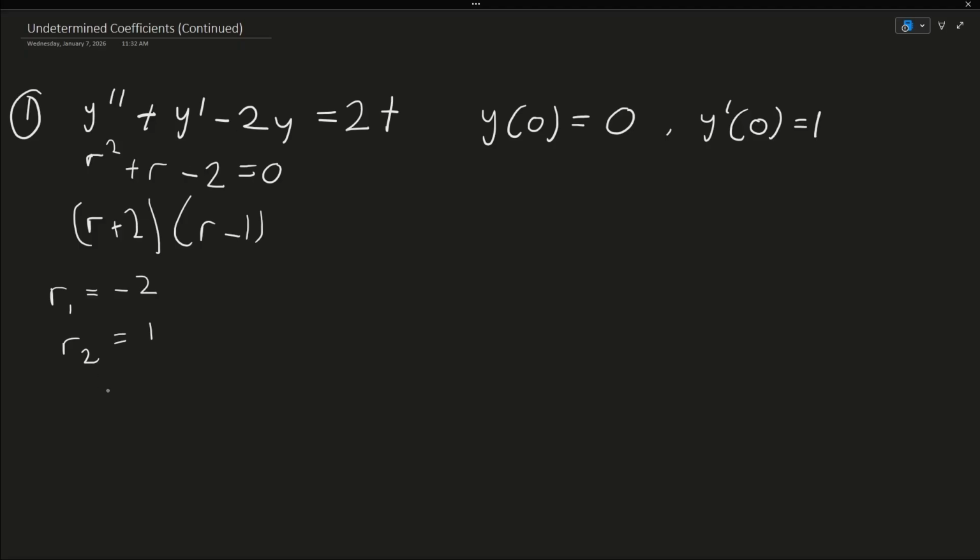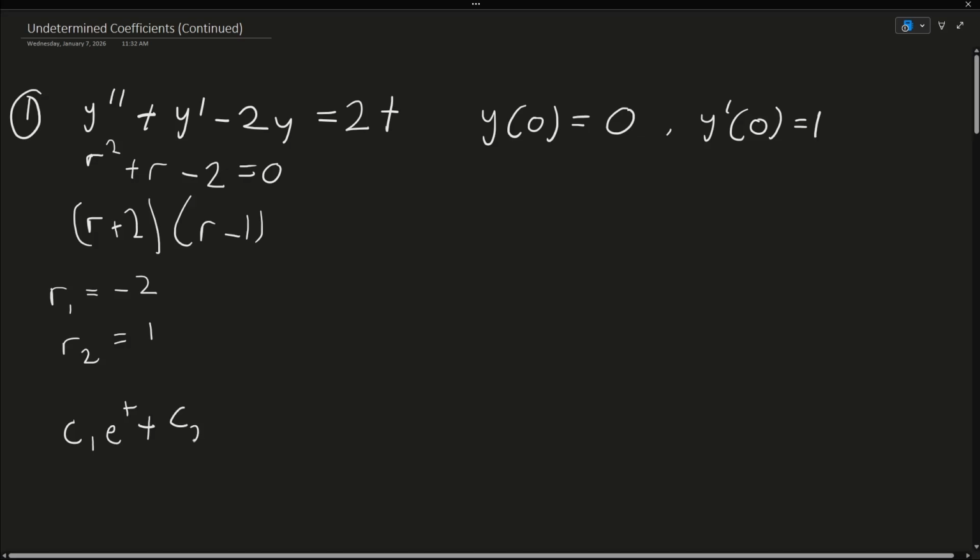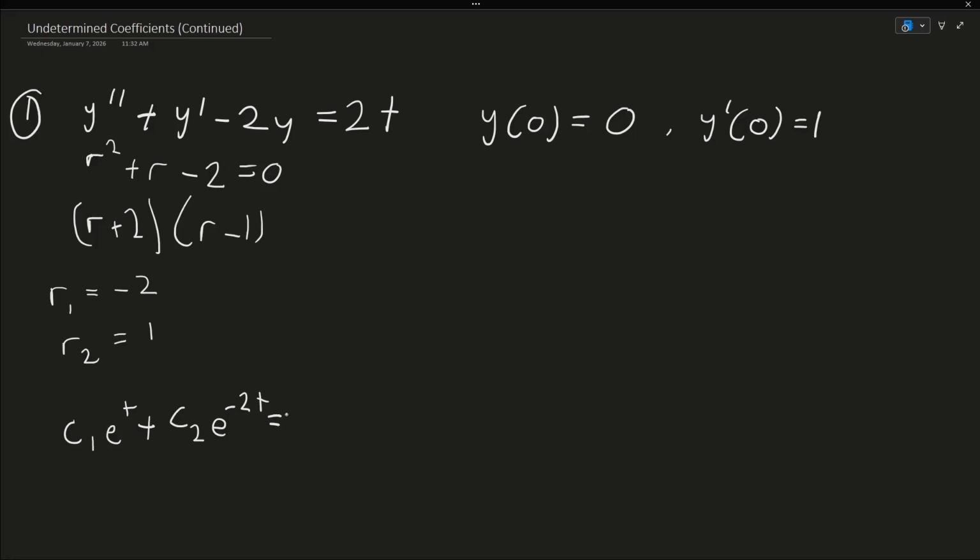So we are going to have a solution. Since these are distinct real roots, our solution will be c1 e to the t plus c2 e to the minus 2t. And this is called your homogeneous solution. This solution doesn't work for the differential equation because it only works for the homogeneous version. This is a nonhomogeneous differential equation, so you cannot use it directly.